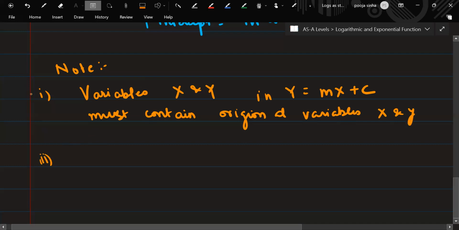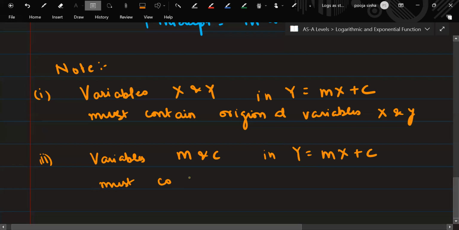Yes. Right now, in that other point, that one T was X. Let's write the second point as well, then I'll explain. Variables M and C. Now what is M and C here? Gradient and the y-intercept. This is in y equals to mx plus c, must contain unknown constants.